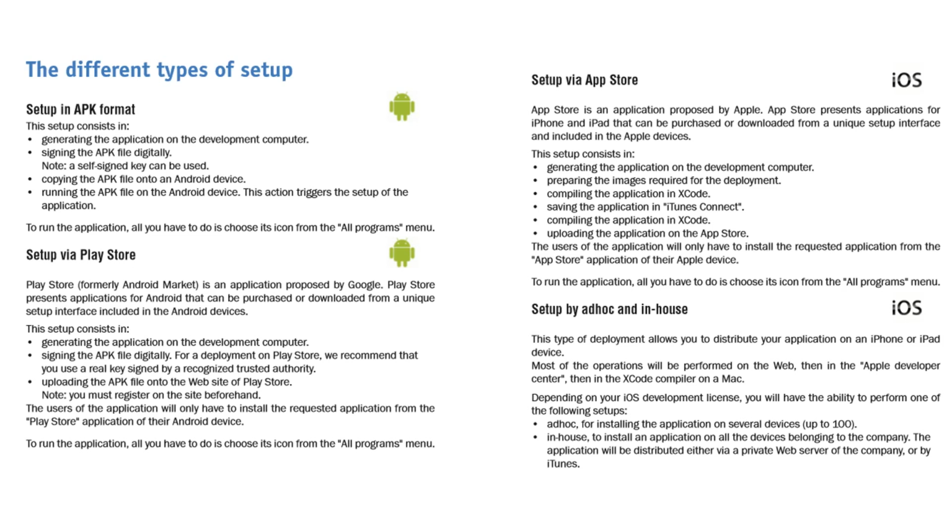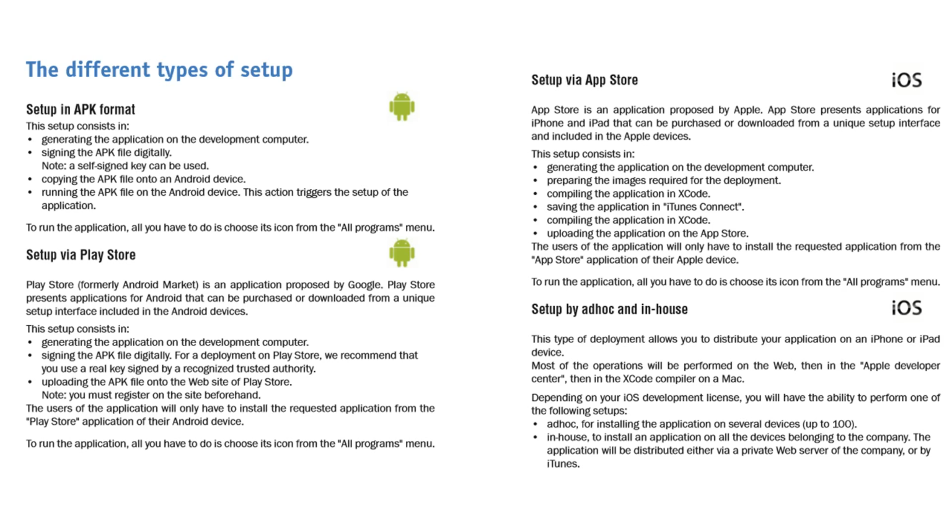Play Store presents applications for Android that can be purchased or downloaded from a unique setup interface, including onto Android devices. Now what does this setup consist of? First of all, generating the application on the development computer. You will generate the .apk file. Then you also have to sign the .apk file digitally.